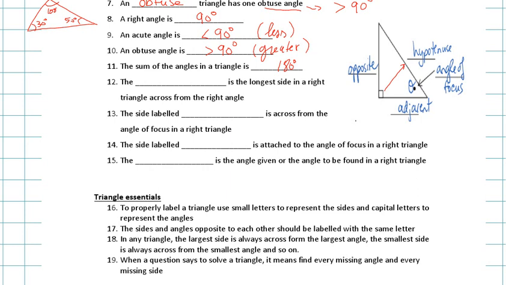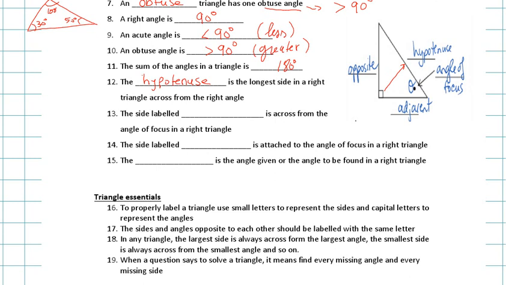I want to tell you why it's always the longest side. Basically, the hypotenuse is the line across the 90 degrees, isn't it? That's right. It's the side that's across from the 90. I'm just trying to translate to myself.